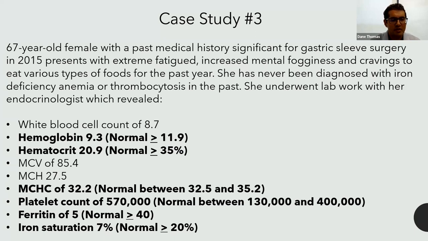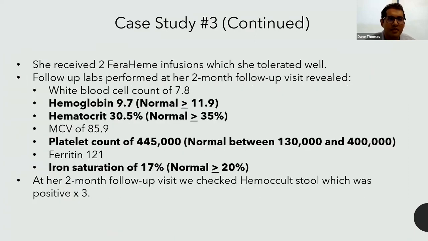And as you can see, her hemoglobin and hematocrit are low, her MCV is low, her platelet count is extremely high at 570,000, her ferritin and iron saturation are extremely low with a ferritin of 5 and iron saturation of 7%. She was evaluated by us and we gave her 2 ferriheme iron infusions, which she tolerated very well.